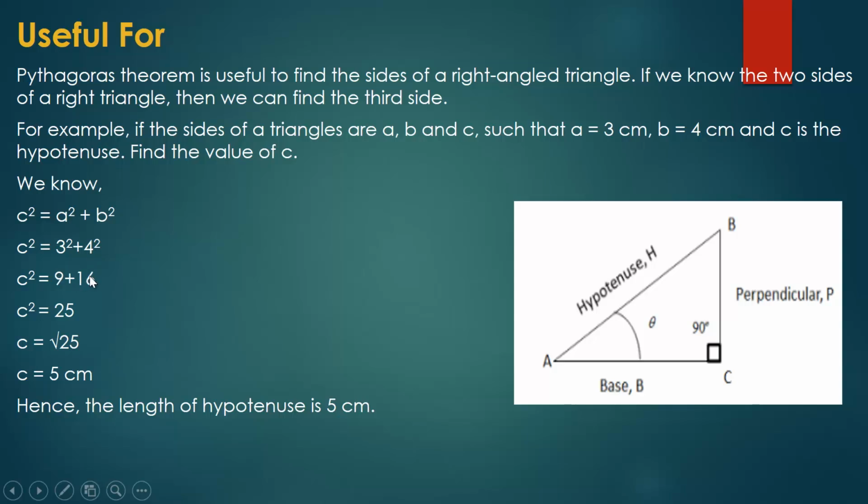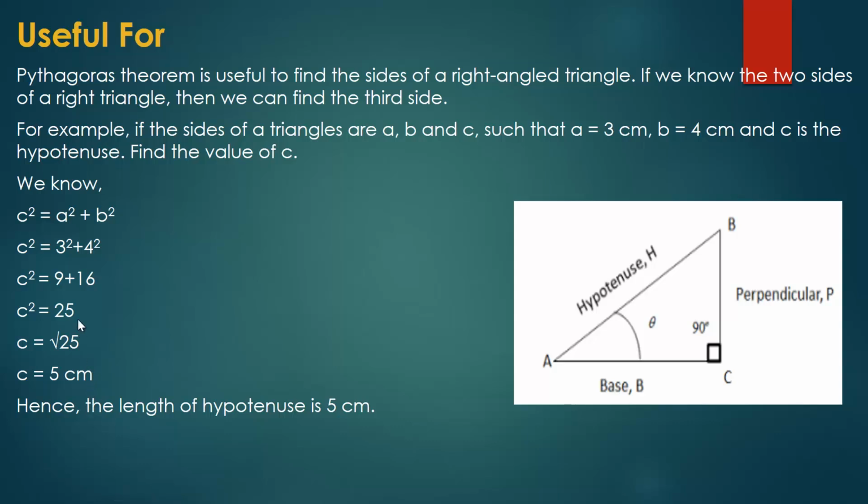In this step we sum them: 16 plus 9 is 25, and to remove the square, we take the square root on both sides. By taking the square root, the square root of 25 is 5. So the answer is 5 centimeters. So the value of the hypotenuse is 5 centimeters, which is the third side of the right angle triangle. So this is the result of this example.